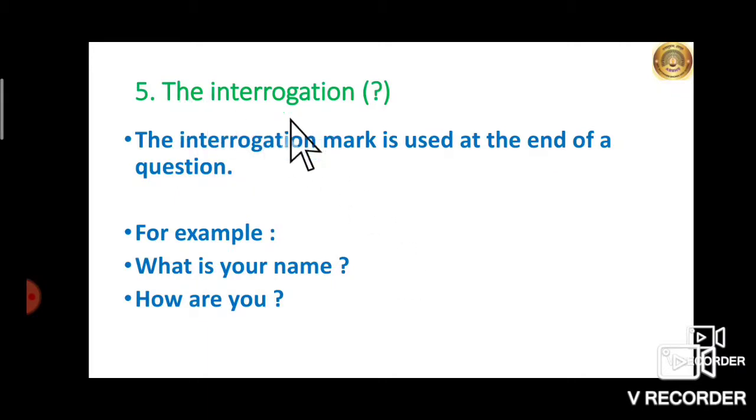The interrogation mark. The interrogation mark is used at the end of a question. It is also known as question mark. For example, what is your name? How are you? How old are you? All these types of questions, when a question word is used and a question tag is added, it is said to be an interrogation mark, that is question mark.